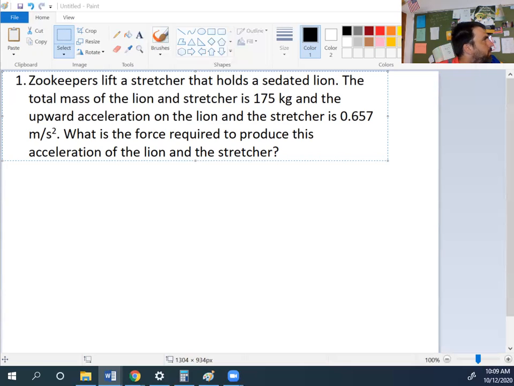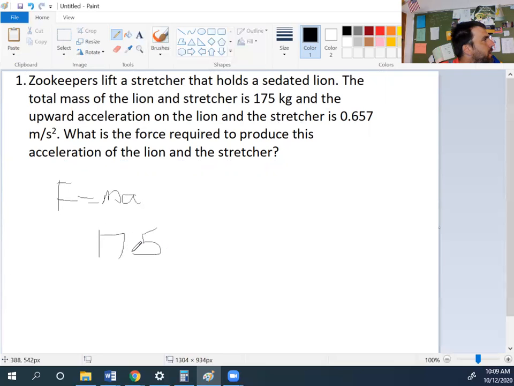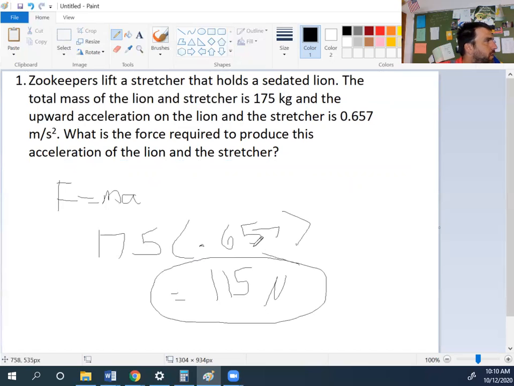So this one, I'm not going to draw my handy dandy triangle, but I'm looking for force. And so F equals MA. So I'm going to multiply these two things. F equals MA. And my mass is 175. My acceleration is 0.657. That's some wonderful handwriting. And what's my answer? I need three significant figures. 115, and that would be newtons.